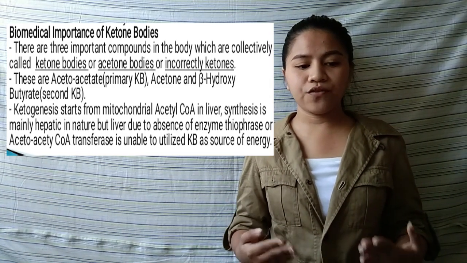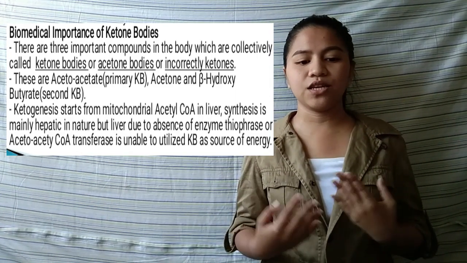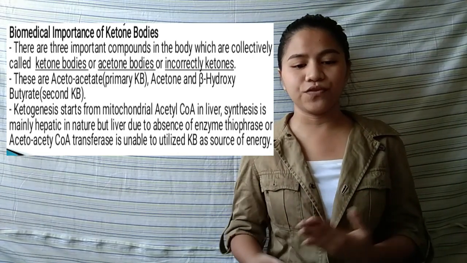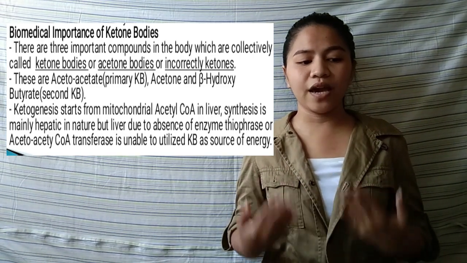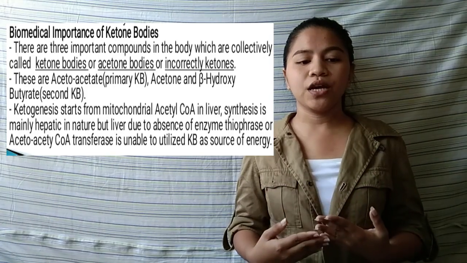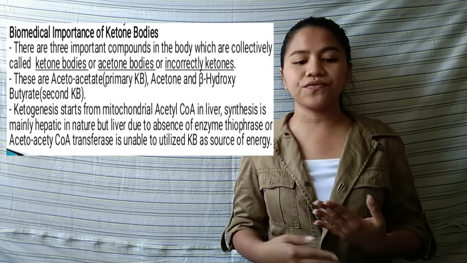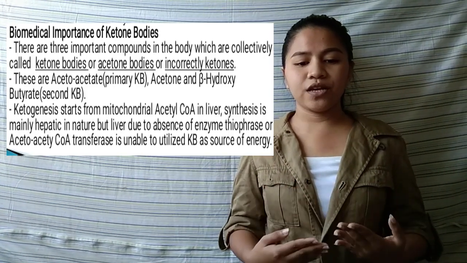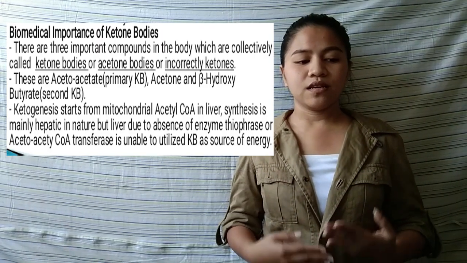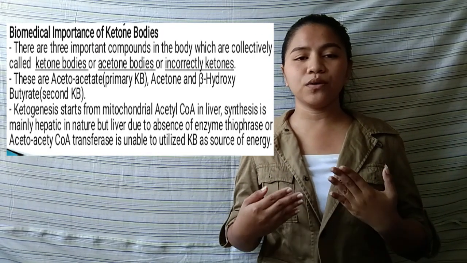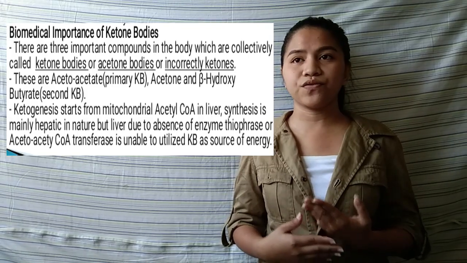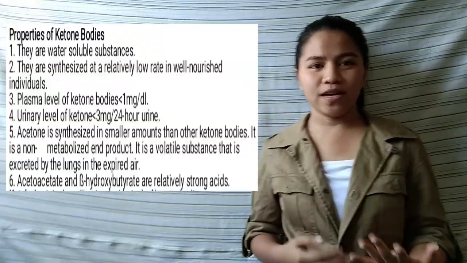Ketogenesis starts from mitochondrial acetyl-CoA in liver. Synthesis is mainly hepatic in nature, but liver, due to absence of the enzyme thiophorase or acetoacetate CoA transferase, is unable to utilize ketone bodies as a source of energy. We have the six properties of ketone bodies.